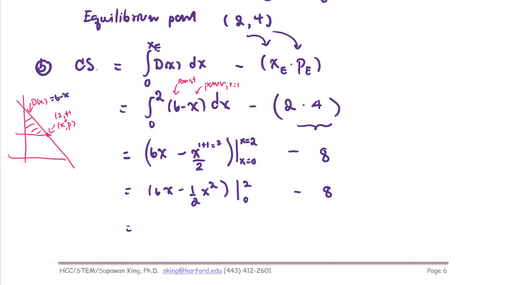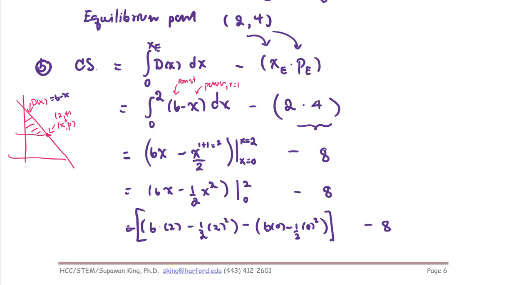Now we replace with the upper limit: 6 times 2 minus 1/2 times 2 squared, subtracted by 6 times 0. Keep it as a habit to follow with the substitution of the lower limit before you forget. This part is from the integration, and then subtracted by 8. Then get the numbers out: 6 times 2 is 12, minus another 2, then subtracted by 0, minus 8. So 12 minus 2 is 10, and 10 minus 8 is 2. So 2 in this case is the consumer surplus.